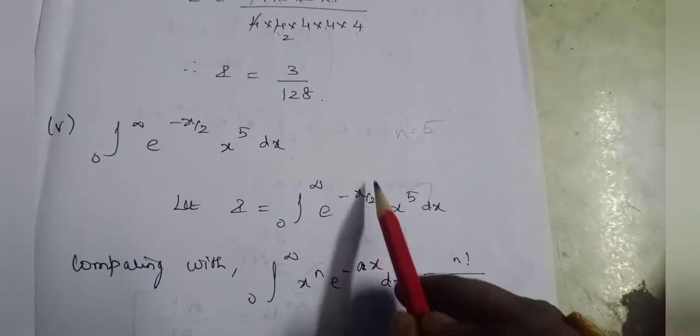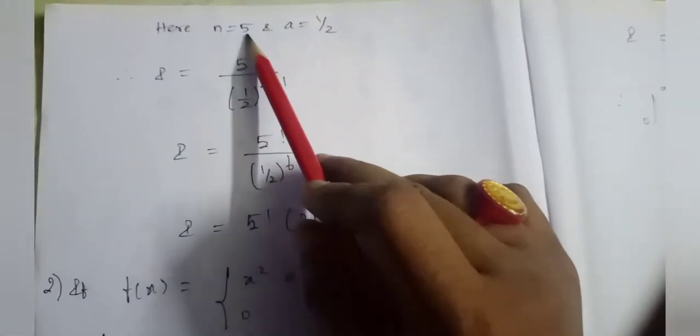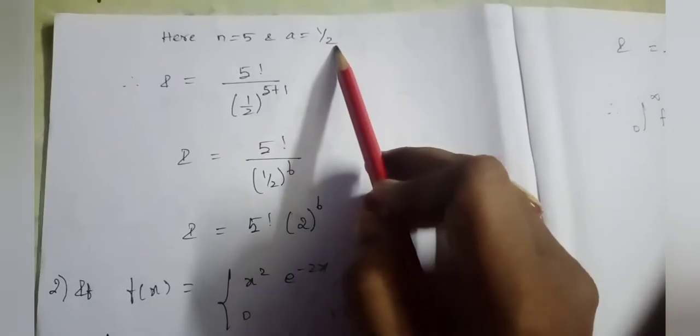And e to the power minus ax, I am having minus x by 2. So a is equal to 1 by 2, that is, in the place of the coefficient of x, you are having 1 by 2, right? So it will be 1 by 2. Now you have to write the coefficient alone. So n is equal to 5, a is equal to 1 by 2.